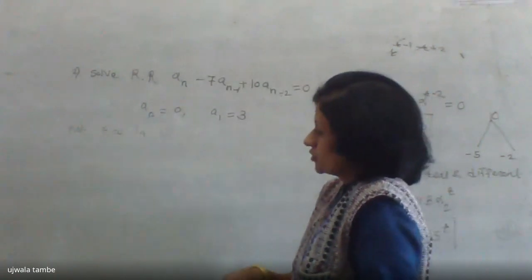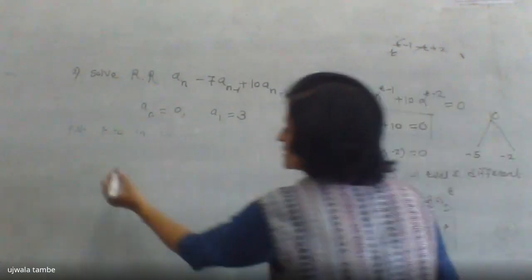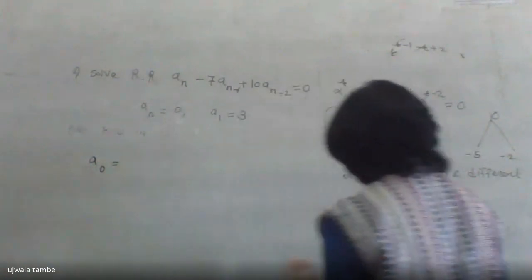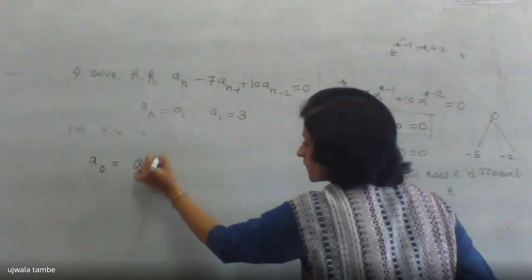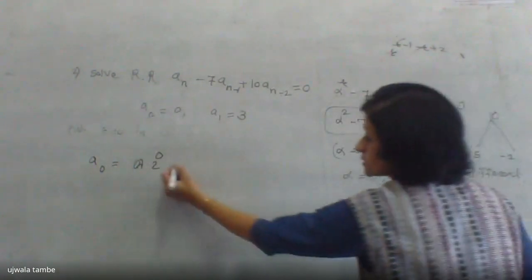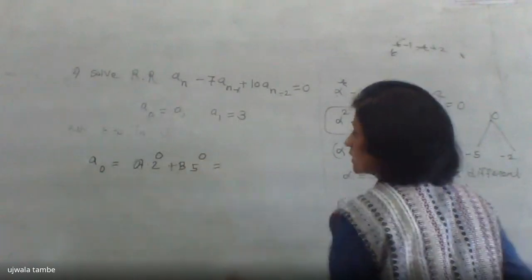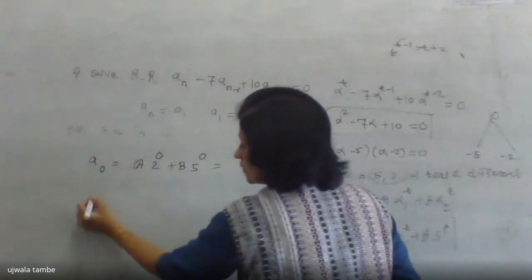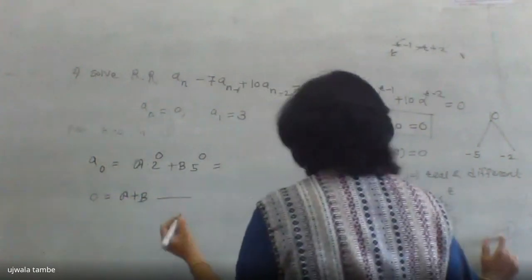Put r equal to 0 in equation 1. r is 0 means a_0 is equal to A into 2 raised to 0 plus B into 5 raised to 0. But the value of a_0 is 0. So 0 is equal to A plus B. This is equation number 2.